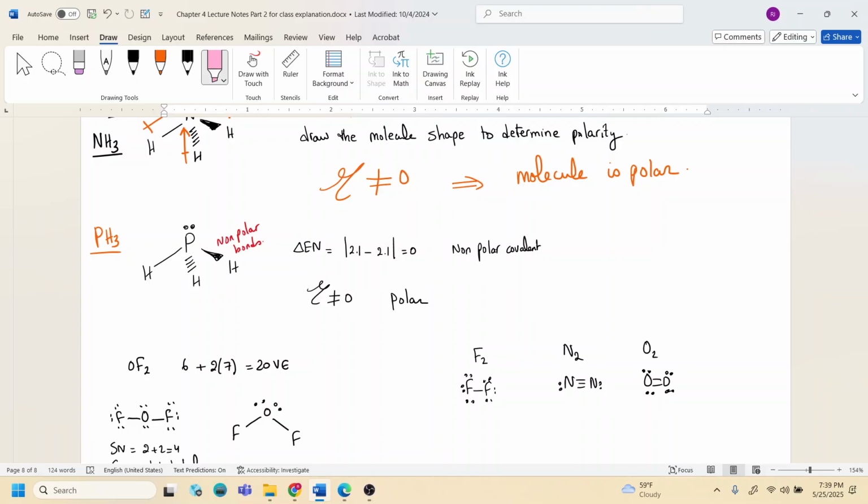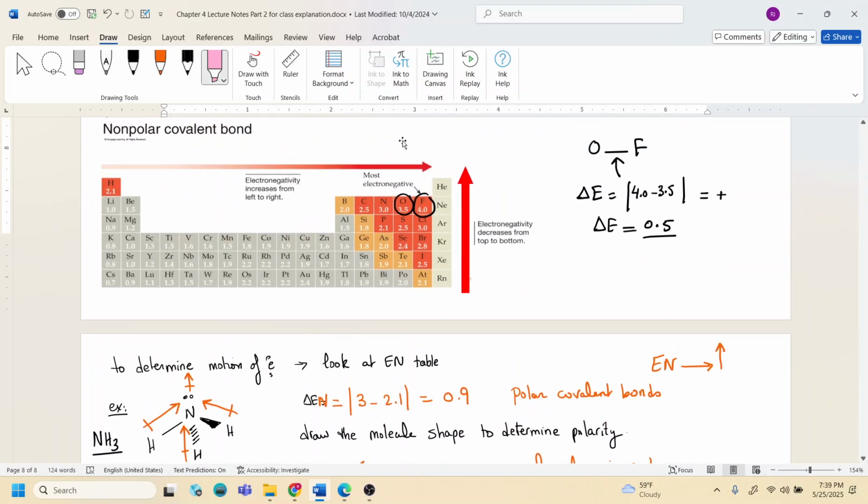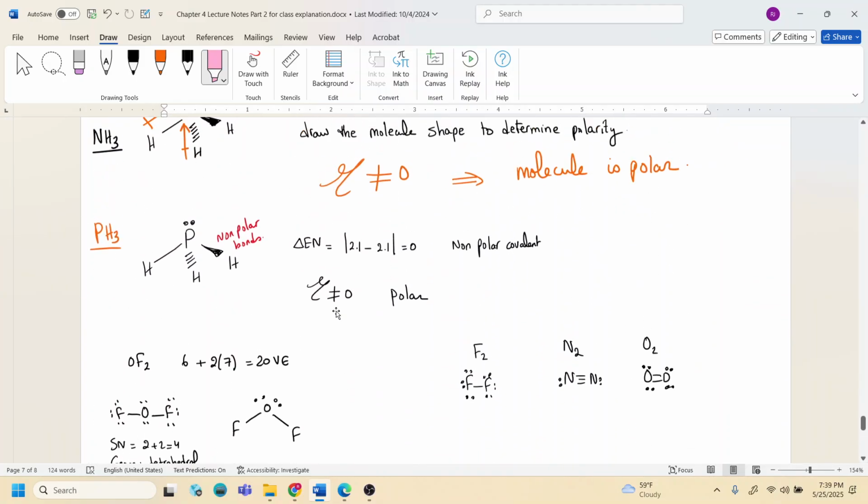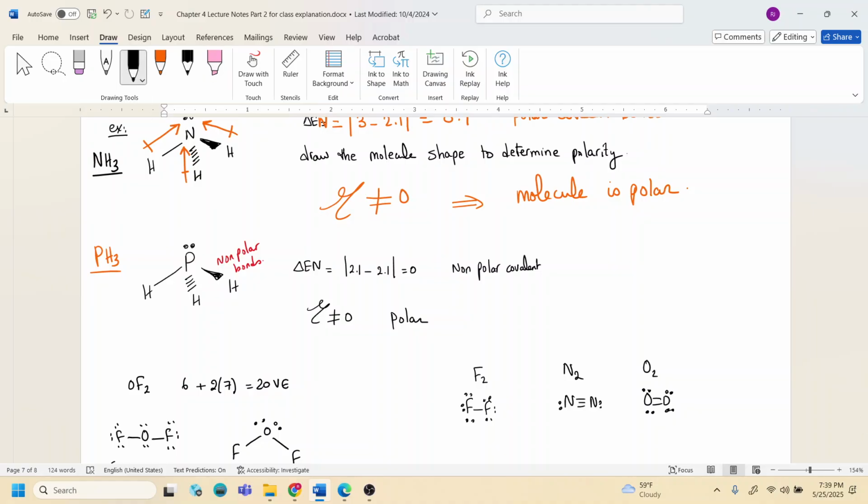So phosphorus, hydrogen, you can look at the table in here. You can see phosphorus is here, hydrogen is here. So phosphorus is more electronegative. Phosphorus is going to take electrons from the hydrogen. So your arrow is going to be from the hydrogen to the phosphorus, like that and like that. Okay? So your resultant vector is going to be pointing up. Nothing is going to cancel. So I would say that the dipole moment is different than zero.